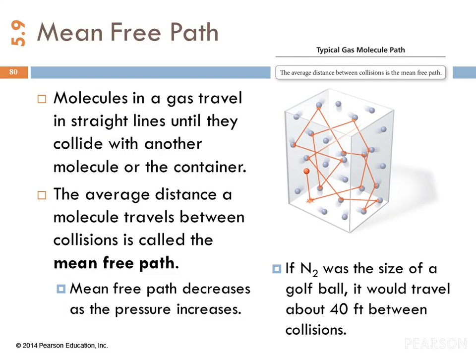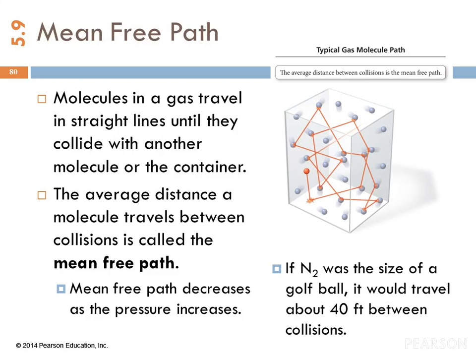Mean free path. The molecules in the gas travel in straight lines until they run into something, either the sides of the container or other molecules. What we mean by mean free path is the average distance that they travel between collisions. It's an average. Some will travel shorter distances, some longer, but it's the average distance that they travel.